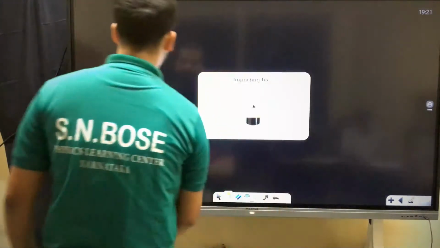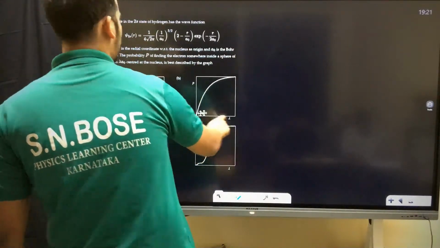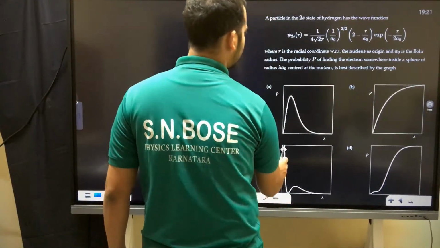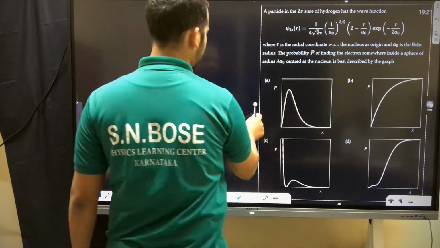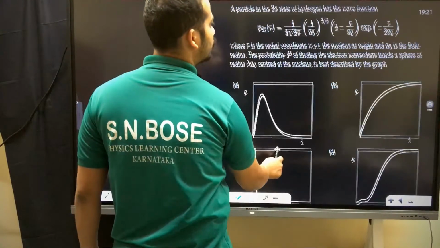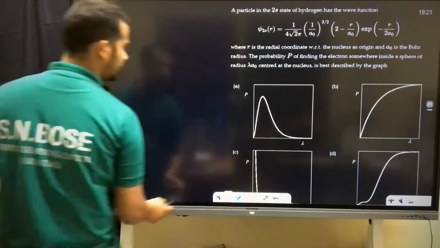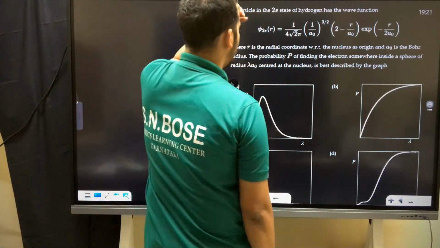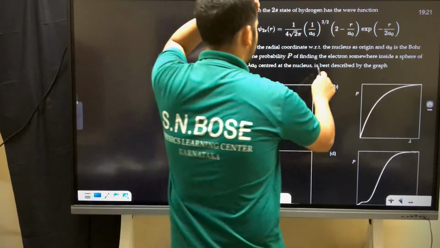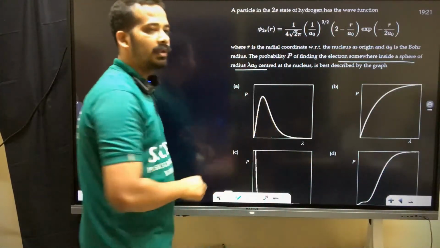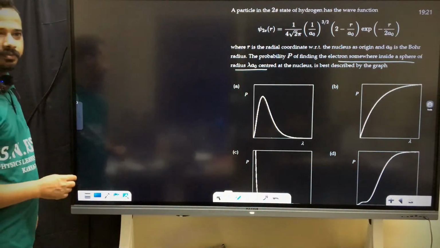So now this one again, I think graph plotting is again lengthy. The same state, 2 minus r by a naught, am I right? Speak up. The 2s level, the same state actually. The probability of finding the electron somewhere inside a sphere of radius lambda a naught, or not? Speak up.